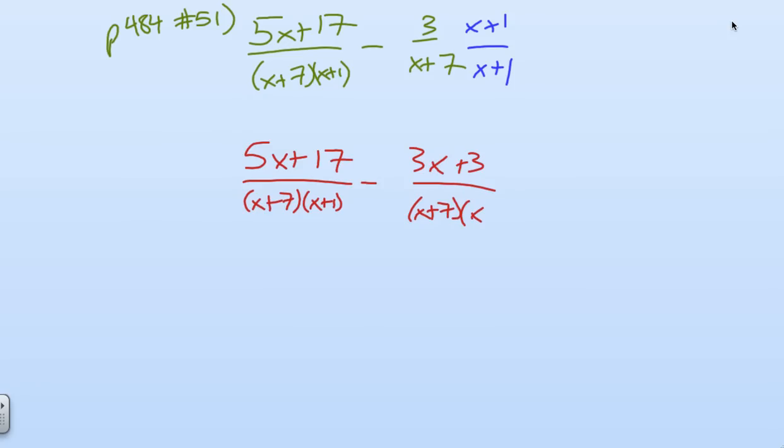Now that I have a common denominator, I am allowed to subtract those numerators, but be careful. This is in parentheses, which doesn't really make a difference for the first one, but for the second one, it means I'm distributing that subtraction sign. So I'm doing 5x minus 3x, which is 2x, but I'm also doing 17 minus positive 3, which is 14.